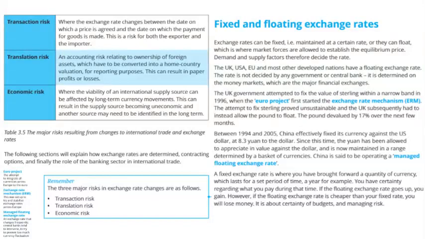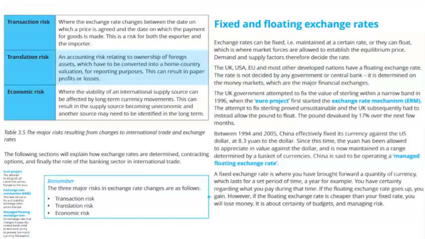Between 1994 and 2005, China effectively fixed its currency against the US dollar at 8.3 yuan to the dollar. Since this time, the yuan has been allowed to appreciate in value against the dollar, and is now maintained in a range determined by a basket of currencies. China is said to be operating a managed floating exchange rate.